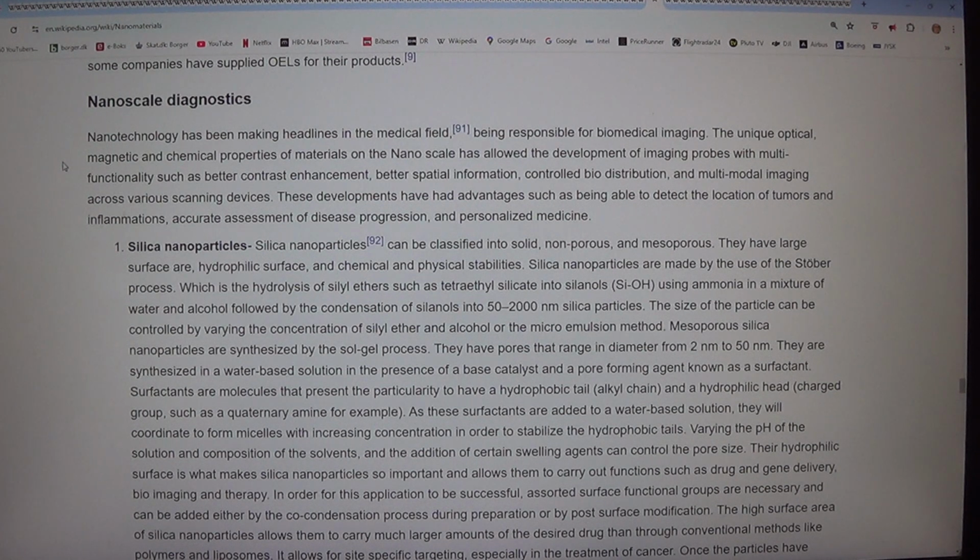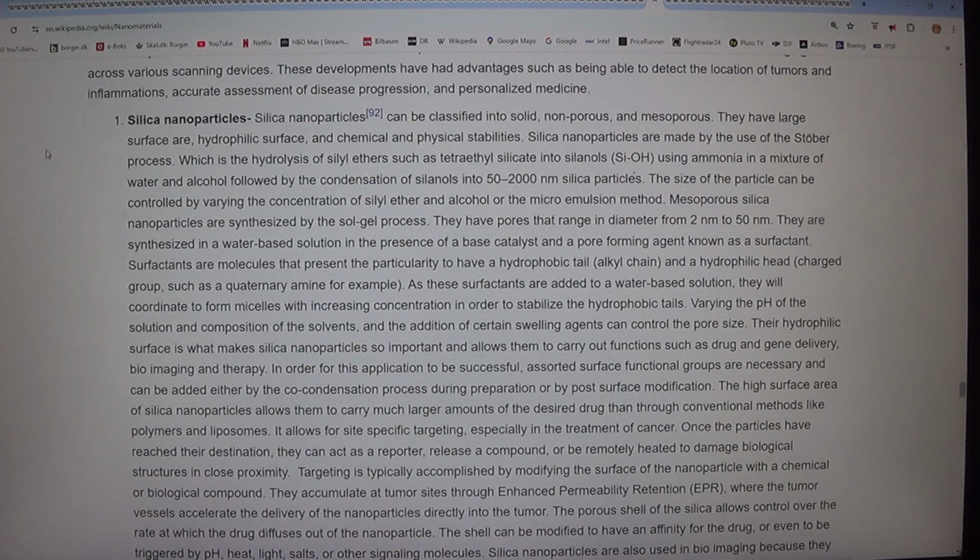Silicon nanoparticles can be classified into solid, non-porous, and mesoporous. They have large surface area, hydrophilic surface, and chemical and physical stabilities. Silicon nanoparticles are made by the use of the Stöber process, which is the hydrolysis of silyl ethers such as tetraethylsilicate into silanols, Si(OH)4, using ammonia in a mixture of water and alcohol, followed by the condensation of silanols into 50-2,000 nm silica particles. The size of the particle can be controlled by varying the concentration of silyl ether and alcohol or the microemulsion method.